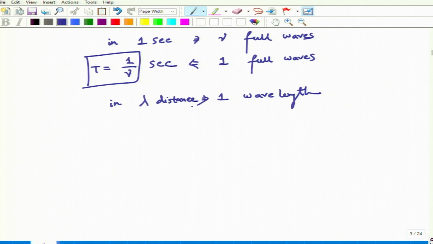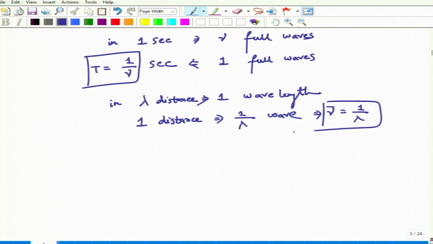There is only one wavelength, or we can say one wave. Now in any unit distance, there should be 1 by lambda waves, and that is equal to nu bar. So that's why we can write nu bar is equal to 1 by lambda, the wave number. Okay, so these are the relations. So we can classify our electromagnetic waves both in terms of frequency and wavelength.